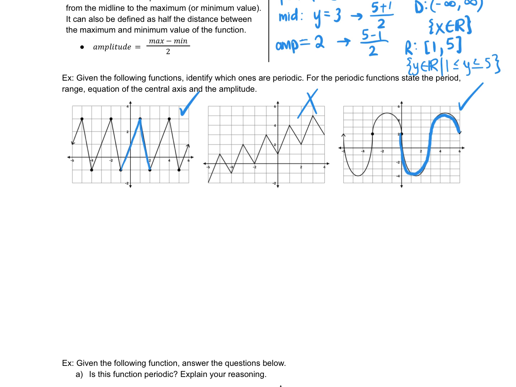Okay, for the two that are periodic, we're going to state the period, the range, the equation of the central axis, and the amplitude. All right, the period. Since I've already highlighted the length of the cycle, I just have to count.